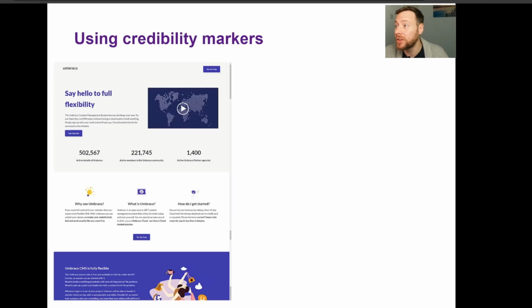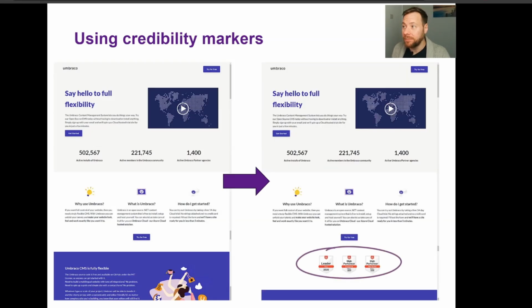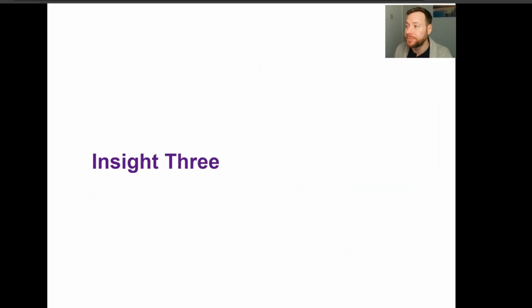science. They worked with a software company called Umbraco, and they added a line to their landing page stating that they were a market leader and high performer. You see these little badges down here. And because of that, they got an extra 5.3% leads just by adding those little badges. Okay, really interesting stuff. Just those tiny changes which we all can make at any given time.